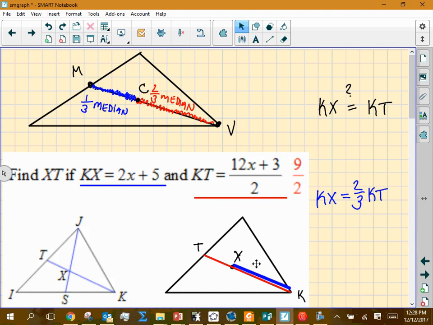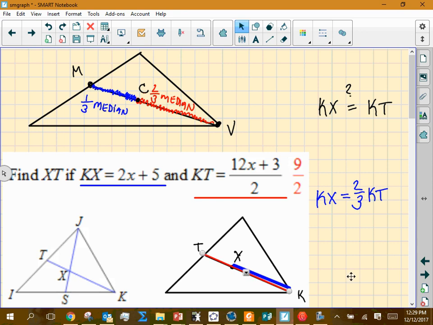So what we need to do, if we want to make them equal, we need to multiply one side by some number. And I'm going to multiply the bigger side. So KT is the bigger side. I want to multiply that by some number so it shrinks it to that size right there. Does that make sense to everyone? So if I can take that red distance and shrink it so it gives me K to X.